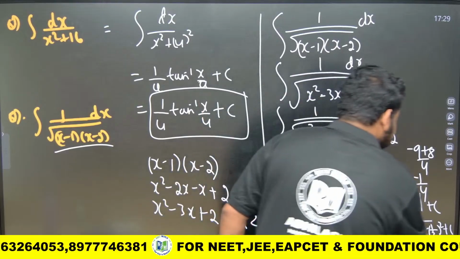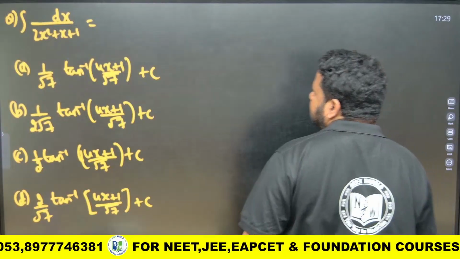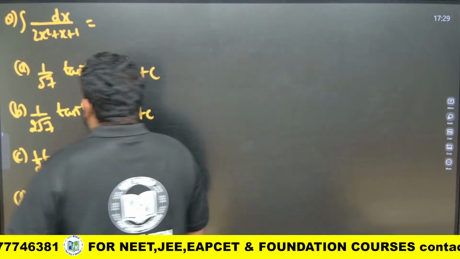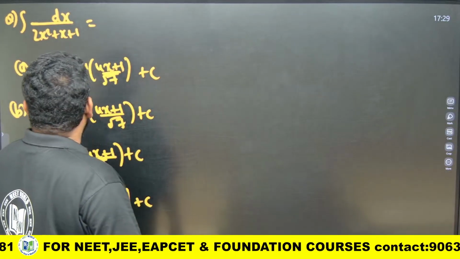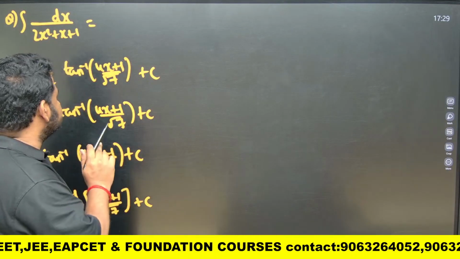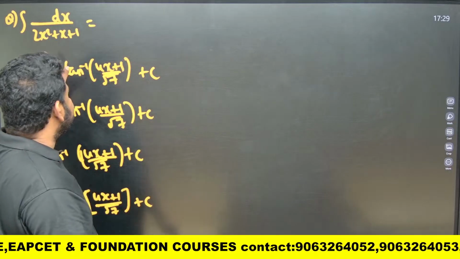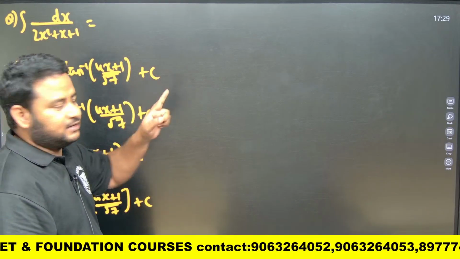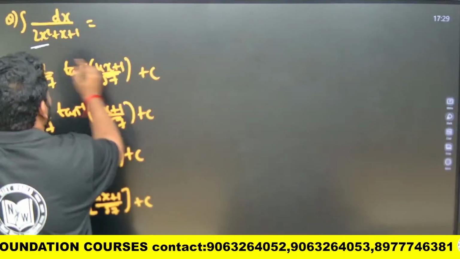Now, let us move to the next question. Here they have given the integral of 1 by 2x square plus x plus 1. I told you this also we should solve using the completing the square method, but the coefficient of x square should be made equal to 1. Here the coefficient of x square is 2. So what should I do?